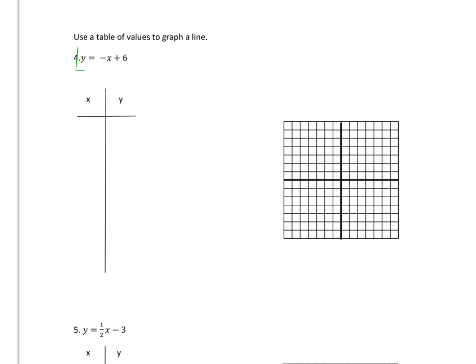So let's do this. y equals -x plus 6. I'm going to pick a couple values. I'm going to do -1, I'm going to do 0, and then I'm going to do 1. Okay, give you some space to show the work.